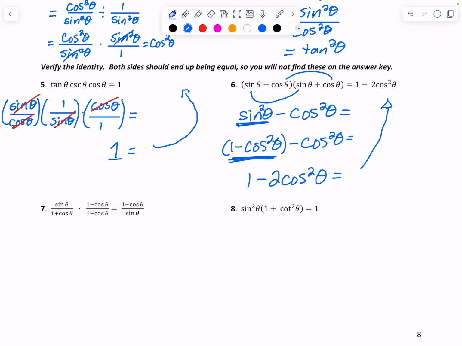So notice I wrote all my thetas. I didn't write anything like this. Please do not. I will count off. You have to write your thetas, and notice also I showed every step. Have to show your steps.